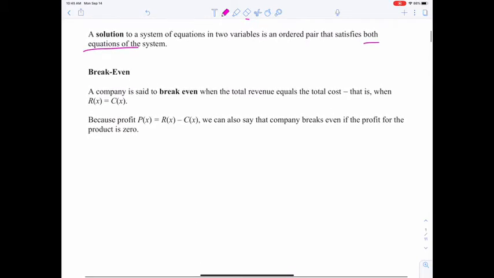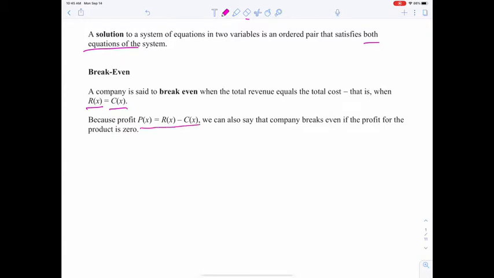So break even. This is something you might see in one of the homework problems. A company is said to break even when the revenue equals the cost, right? So R of X is your revenue equation. C of X is your cost equation. Revenue is how much money a business takes in. Cost is how much goes out.